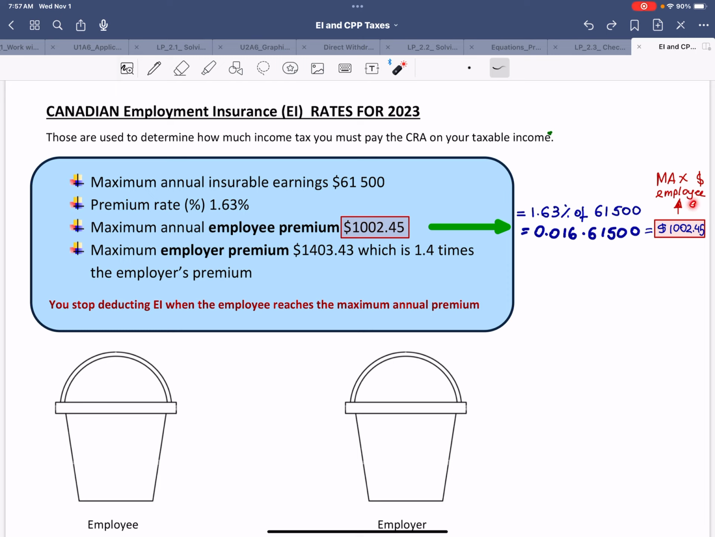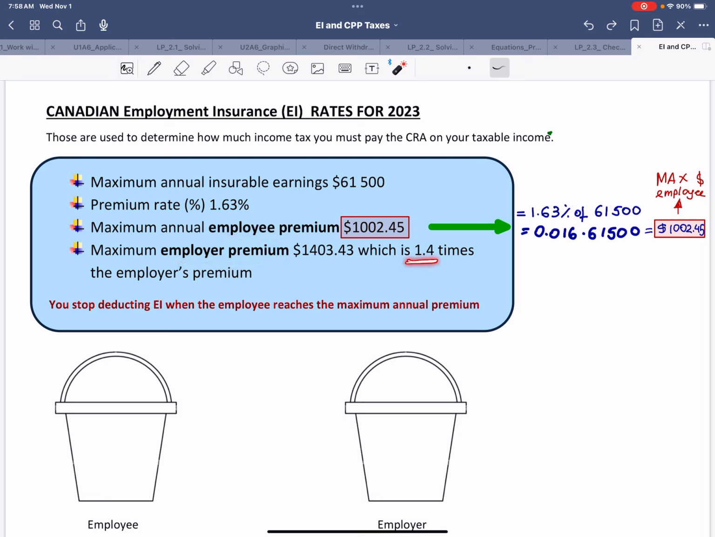So this comes out of the employee paycheck, and it's the maximum amount that an employee can pay. So once you max out your EI, say for example, you have reached a salary of 61,500 by the month of, let's say, August, then in September, October, November, and December, you will no longer be deducted employment insurance. Now, in addition to the employee, the employer also has the duty to pay employment insurance for their employees.